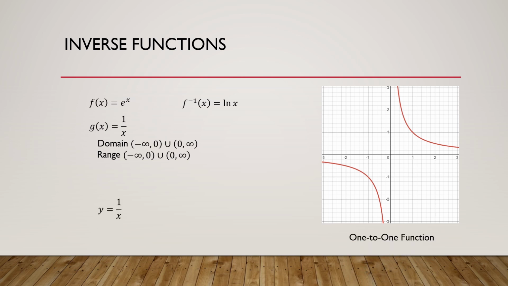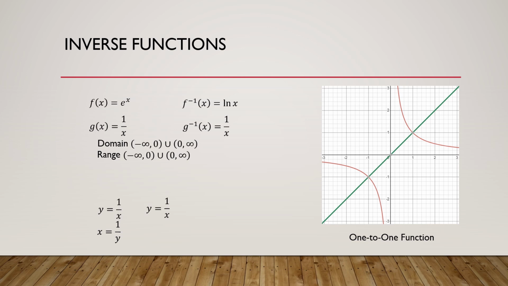Set y equal to 1 over x, then swap x and y and solve for y, giving us the inverse function 1 over x. This function is symmetric across the line y equals x and has the same domain and range as the original function.